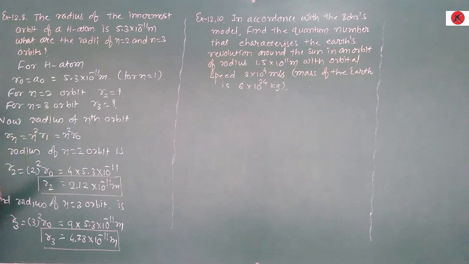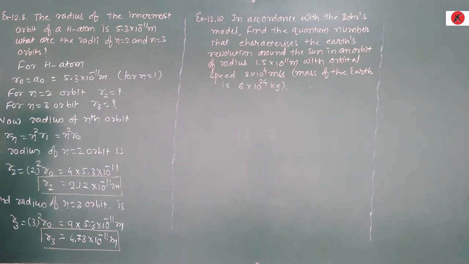Now we know that the radius of the nth orbit Rn is equal to n square R1, or n square R0, because R1 is denoted by R0. Therefore, for the radius of the second orbit R2, in this equation substitute the value of n as 2. Therefore, R2 is equal to 2 square R0, is equal to 4 into 5.3 into 10 is to minus 11, that means 2.12 into 10 is to minus 10 meter. And for the radius of the third orbit, substitute n is equal to 3 in this equation. Therefore, R3 is equal to 3 square R0, is equal to 9 into 5.3 into 10 is to minus 11 meter. Therefore, R3 is equal to 4.73 into 10 is to minus 11 meter.